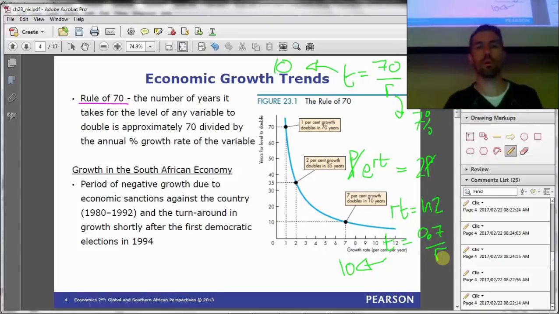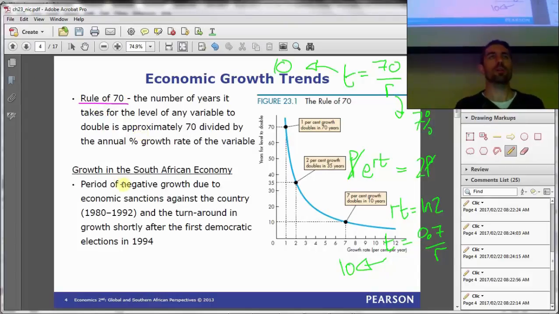Cool. I know it doesn't look like it, but that's actually green, which is weird. Okay. So that's the rule of 70. It's basically just a back-of-napkin calculation for working out interest rates.